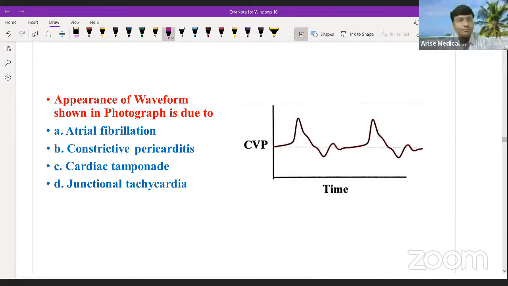Okay, now you see this. The appearance of the waveform shown in the photograph is due to what? And what is the waveform shown to you? The waveform which is shown to you is the CVP, which is nothing but your jugular venous pressure. Options are atrial fibrillation, constrictive pericarditis, cardiac tamponade, junctional tachycardia.